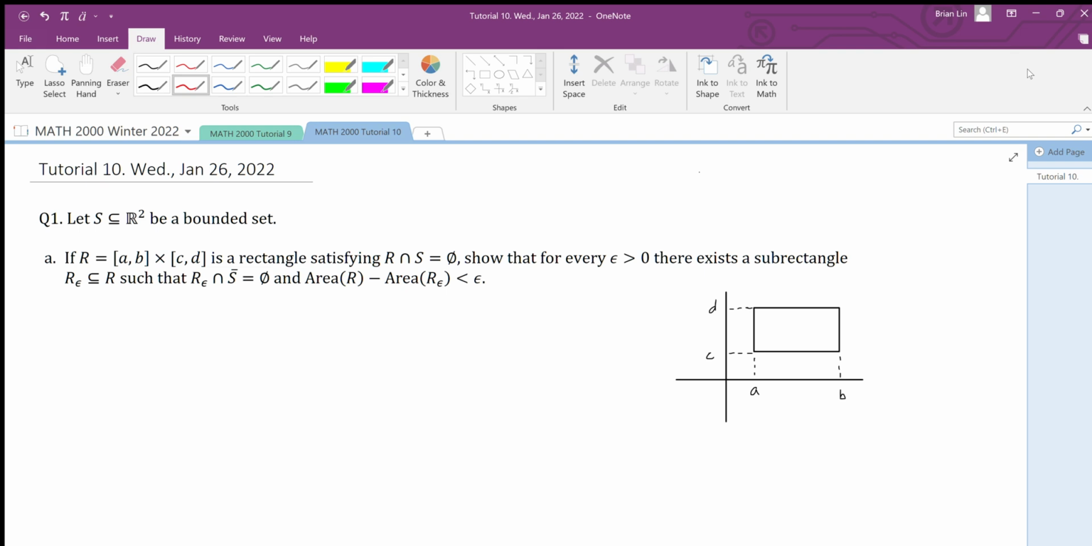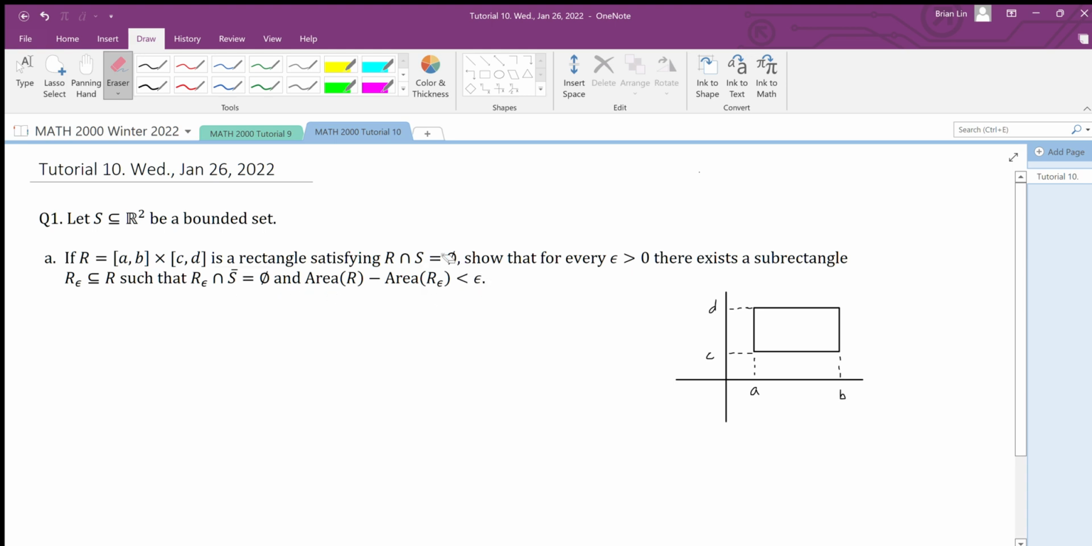Question 1. Let S be a bounded subset of R2. 1a. If R is a rectangle as defined here, and this rectangle has a property that R intersect S is the empty set, then show for every epsilon greater than 0, there's a subrectangle R epsilon contained in R such that R epsilon intersects the closure of S is equal to the empty set, and the difference in the areas is less than epsilon.